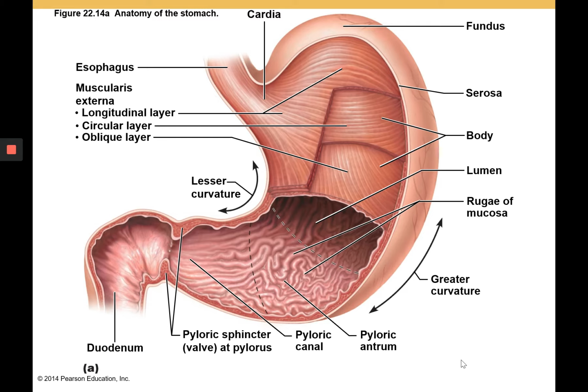But in an empty stomach, the rugae are readily visible. On the side of the stomach that is closest to the liver, there is a lesser curvature. On the side of the stomach closest to the spleen, there is a greater curvature, and the mid portion of the stomach is called the body.